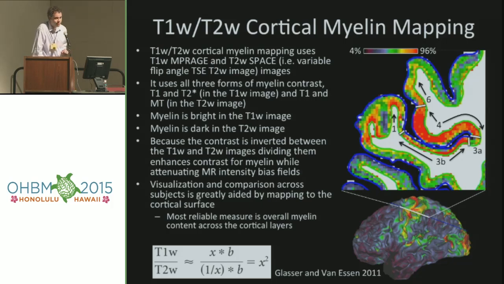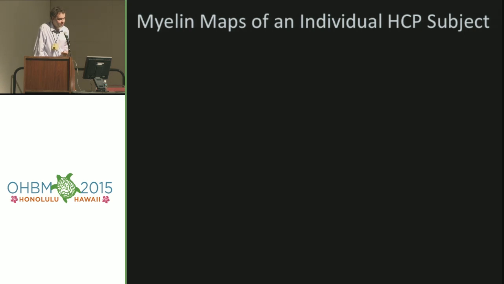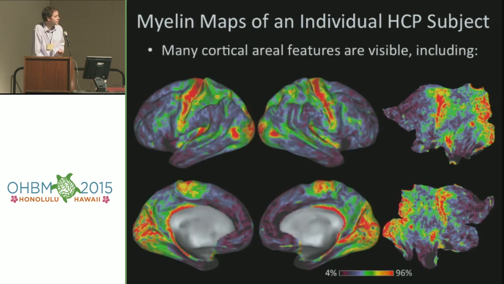In the HCP, we're at 0.7 millimeter isotropic T1 and T2, and we can see some hints of the actual laminar myeloarchitecture. Maybe you can see something a little bit right down there, for example, but we don't yet have enough resolution to be able to reliably map those types of laminar patterns. So what can we see in an individual subject with a myelin map from the Human Connectome Project?